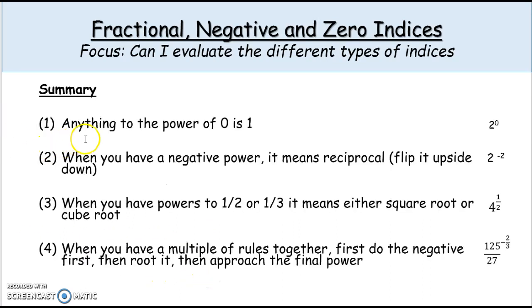So in summary, anything to the power of 0 is 1. When you have a negative power, it means reciprocal, or in this case, flip it upside down. Also works for fractions. When you have powers of 1 over 2 or 1 over 3, it means either square root or cube root. Lastly, when you have multiple rules together, first do the negative, so you flip it first, then root it, then approach the final power. So in this case, do the negative to flip it, then you do the cube root, then you square it.